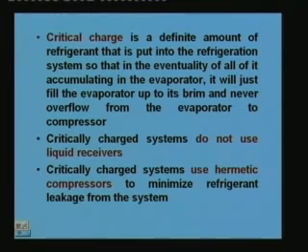Now, when you charge the system critically, that means you put the right amount of the refrigerant into the system. So, if there is any leakage from the system, let us say, then after some time you find that the amount of refrigerant inside the system is much less than what is required.